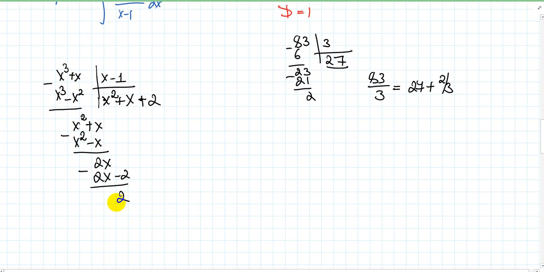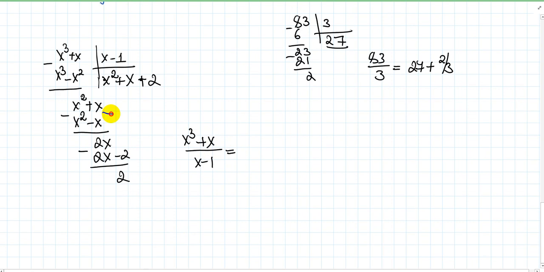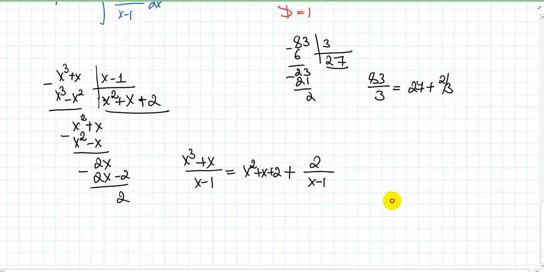Okay? Analogously as we did here, we wrote down 83 over 3 as the answer, as 27, right? Plus the remainder divided by the still 3, right? So in the same manner, I can write this here. So I can write x cubed plus x divided by x minus 1 is equal to the answer, x squared plus x plus 2 plus the remainder divided by x minus 1, right?